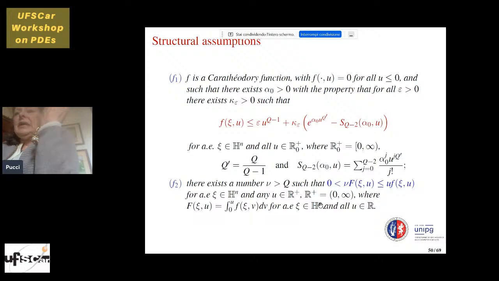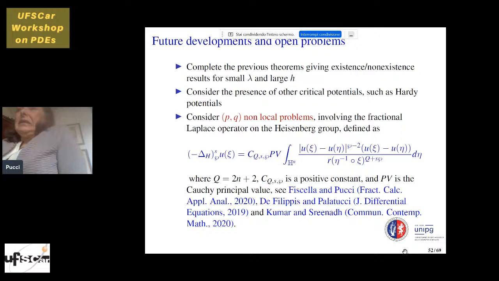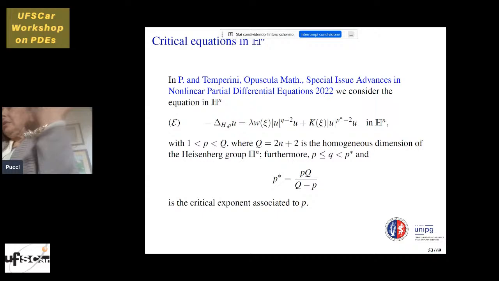And again, in this case, we are able to prove that if this perturbation, which is in the dual space, so it's a very general perturbation, is sufficiently small but positive, I mean the norm is strictly positive, is not zero, then it's possible to prove the existence of a non-negative solution again. This is a fairly delicate situation and can also be improved in other contexts, for instance, in the fractional context of the Heisenberg group.